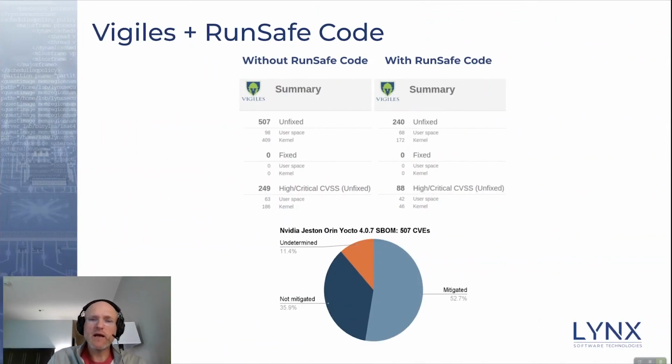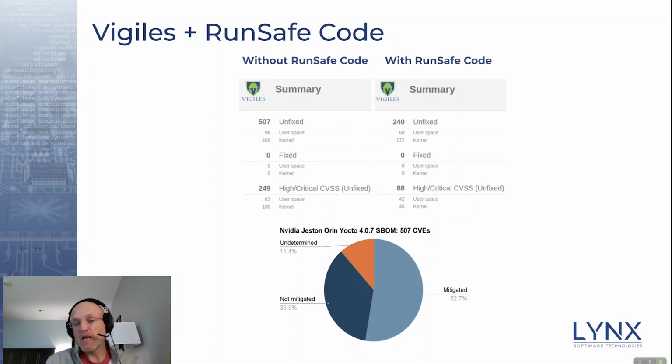So when we analyze how an image looks with and without RunSafe, and we'll do this live in a moment on an actual system, with RunSafe not present, there are about 507 issues that come up in a 4.0.7 SBOM of a common version of Yocto. 507 issues and 249 are high or critical.